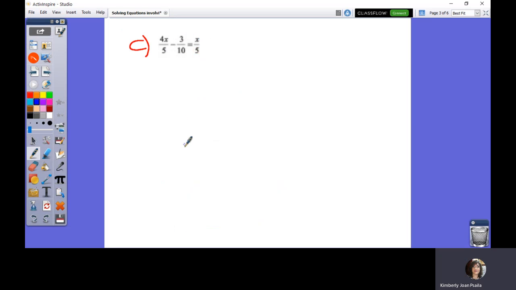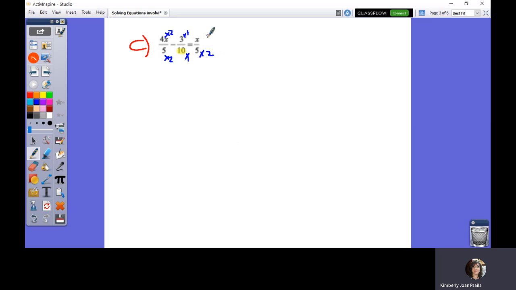Okay, next equation. So we have 5, 10, and 5 as the denominators. We can choose 10 here. Is 10 found in the table of 5? Yes, it is. Therefore, we can use 10 as our denominator. So 5 times 2 gives us 10. Therefore, we multiply 2 to its numerator as well. This one, you can leave it as it is or multiply by 1.